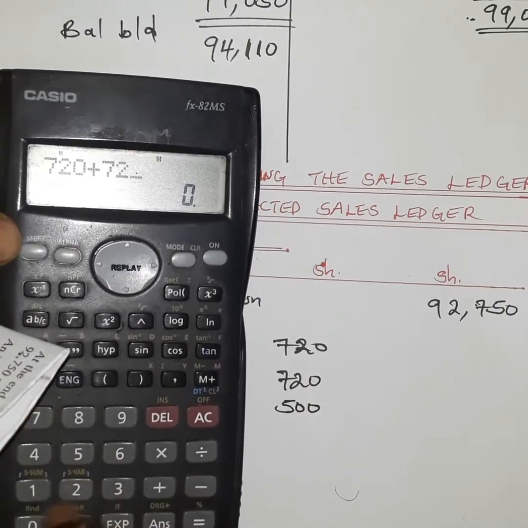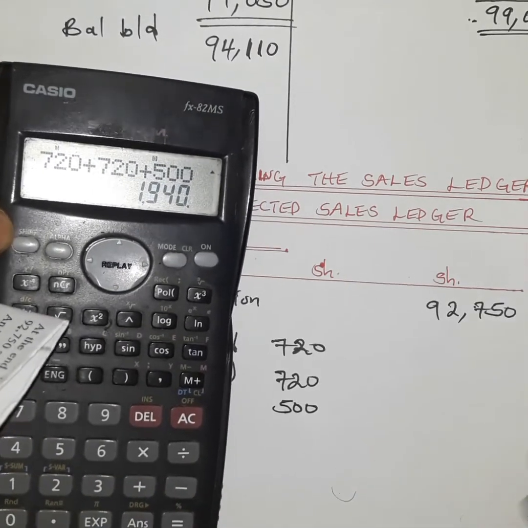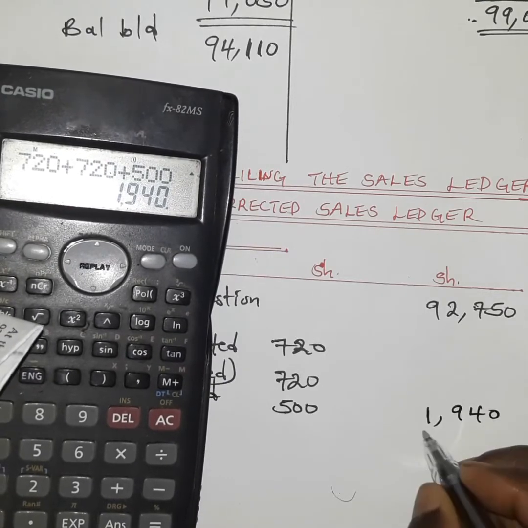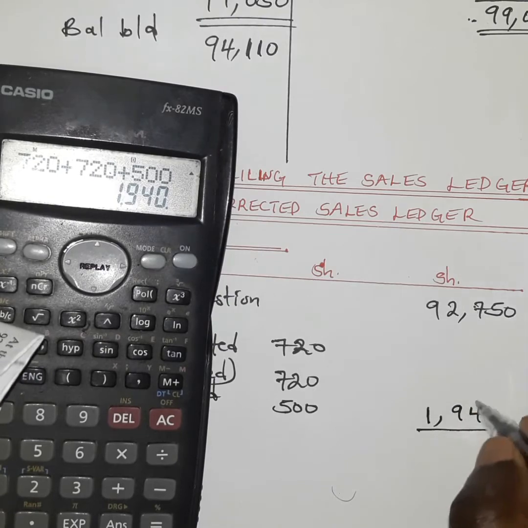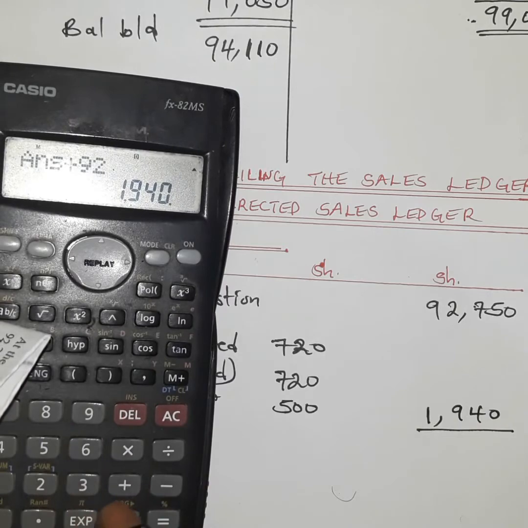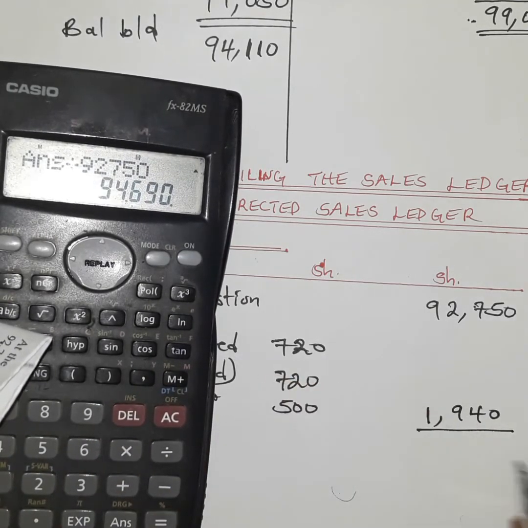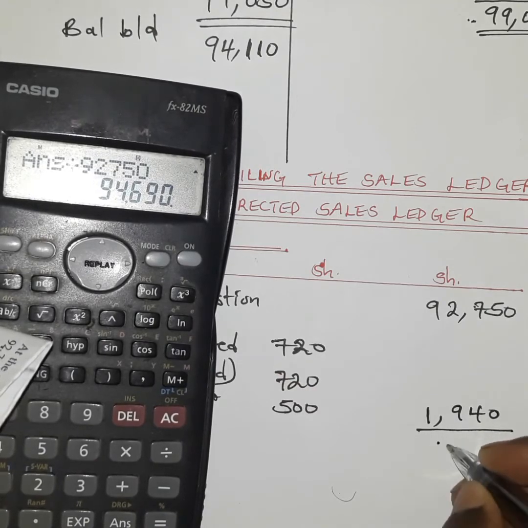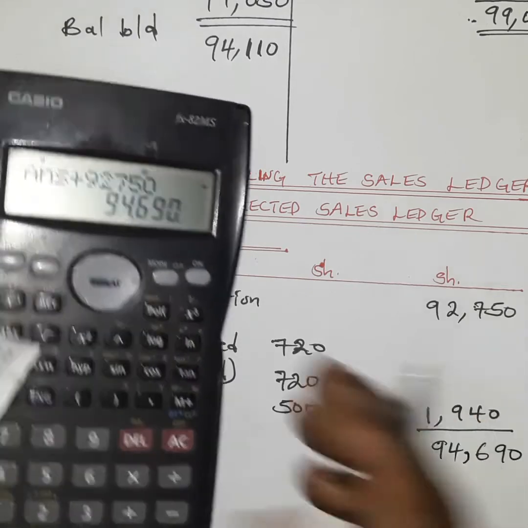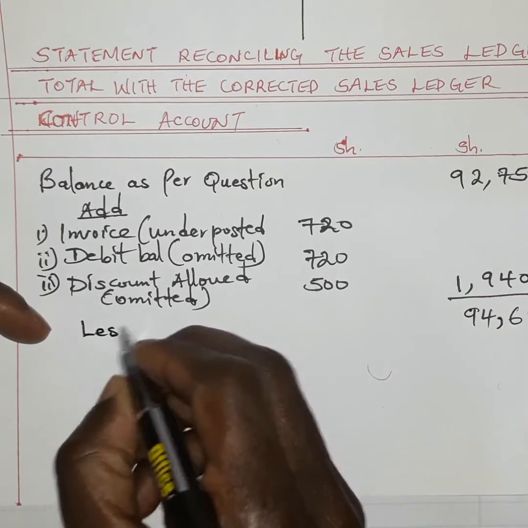Of course, the total of this one is supposed to be 720 plus 720 plus 500, which is 1,940. So when you add the two, plus the balance as per the sales ledger, 92,750, we get an amount of 94,690.